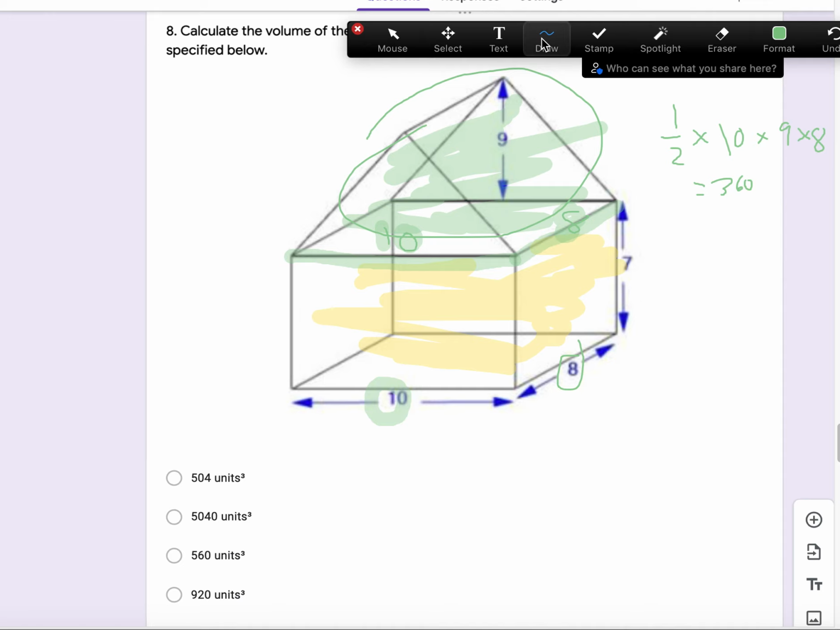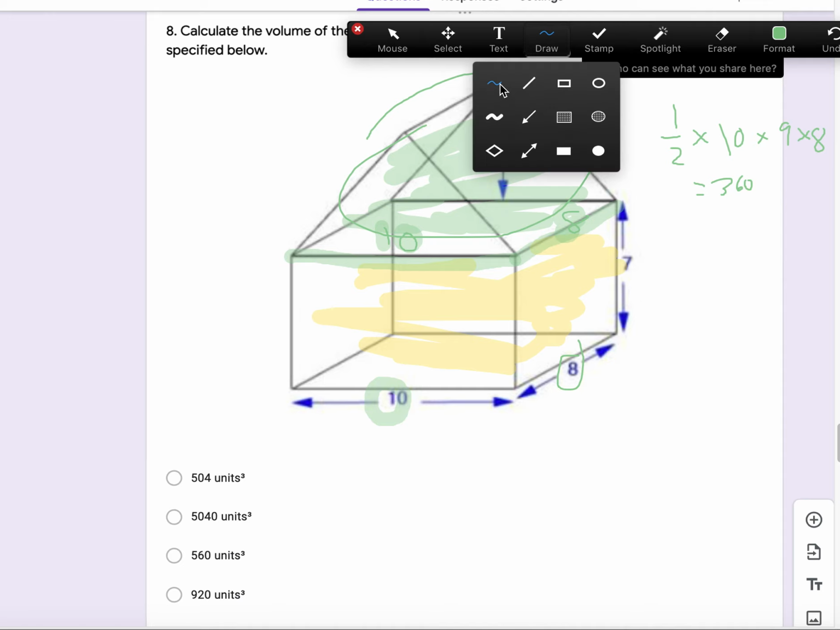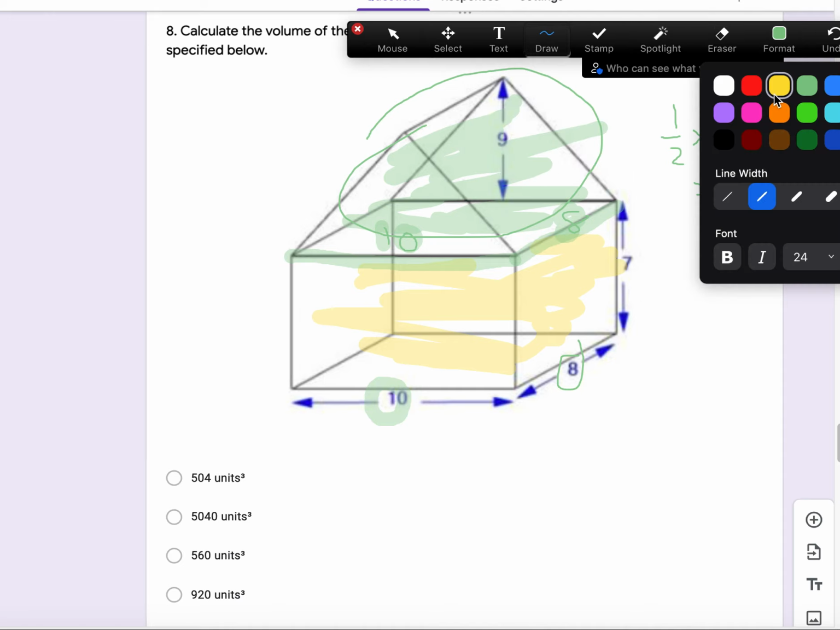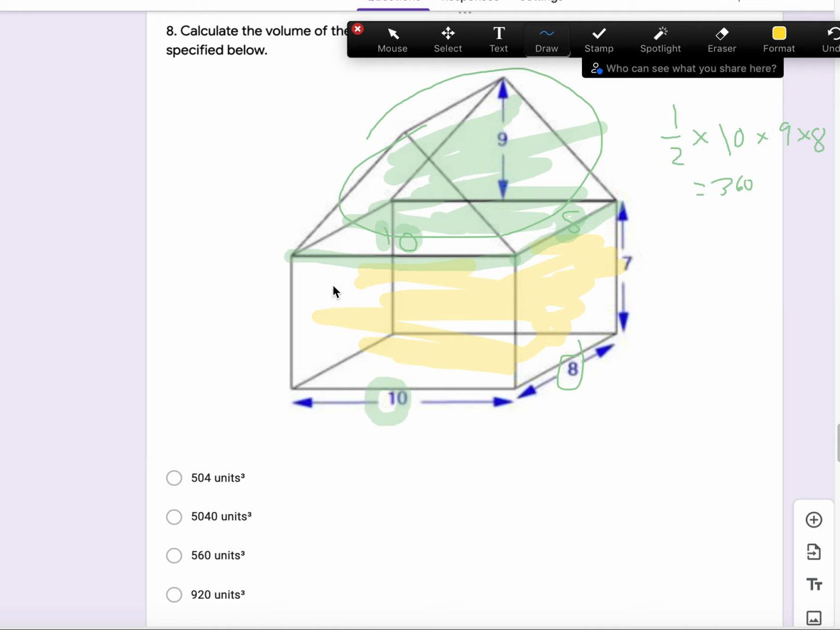Okay, so we've just found the volume of the top. Now we need to find the volume of the bottom as well. Remember, to find the volume of a rectangular prism, you multiply the base times length times height. So the volume will be 10 times 8 times 7. 10 times 8 is 80. 80 times 7 is 560.